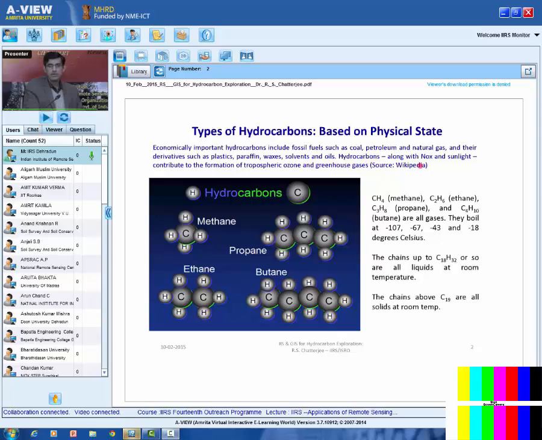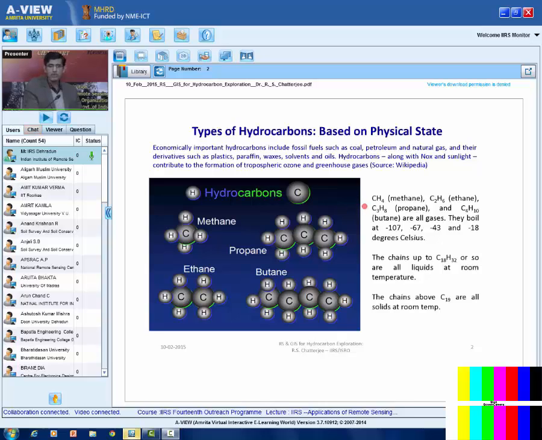So again, hydrocarbons along with nitrogen oxides, in addition to sunlight, contribute to the formation of tropospheric ozone and greenhouse gases. So this is not very environment friendly. But anyway, we need to know what the different types of hydrocarbons are. Hydrocarbons are basically hydrogen and carbon, and may be chains or rings as well. And there may be different kinds of hybridization like sp3, sp2 and sp.